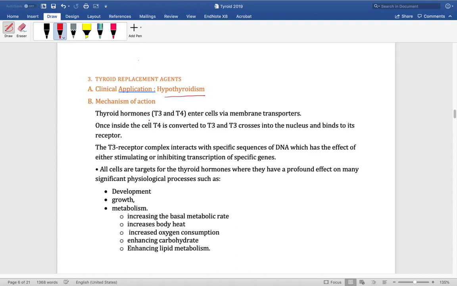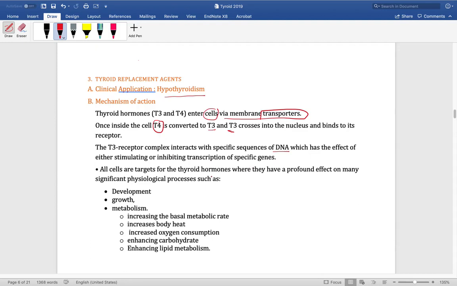Okay. As we mentioned earlier, thyroid hormone is going to be transported in the bloodstream, then enter the cell via membrane transporters. Once inside of the cell, T4 is going to be converted to T3. T3 is going to cross into the nucleus and bind to its receptor. Now, the T3 receptor complex is going to interact with specific sequences of DNA, which has the effect of either stimulating or inhibiting transcription of specific genes.